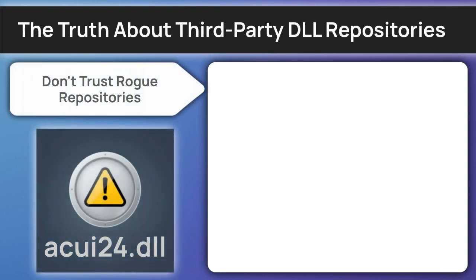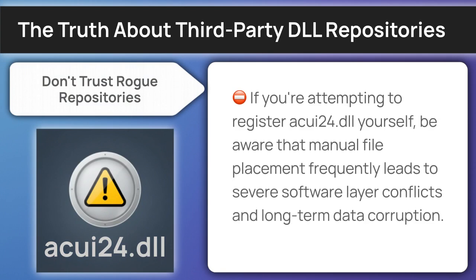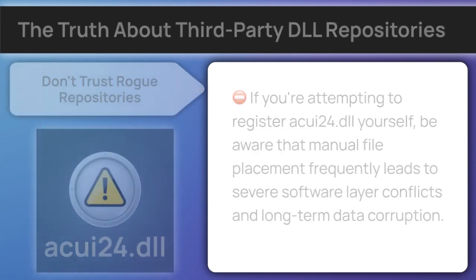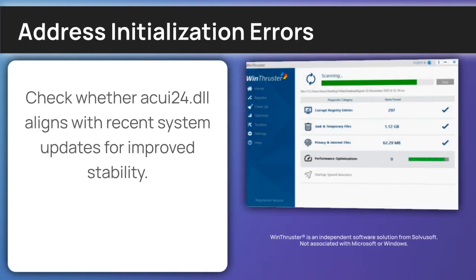To protect your system architecture, I have a few recommendations regarding file authenticity. Installing an unverified version of the AutoCAD UI24.dll is a common security pitfall that can inadvertently bypass your system's built-in execution safeguards and firewall.